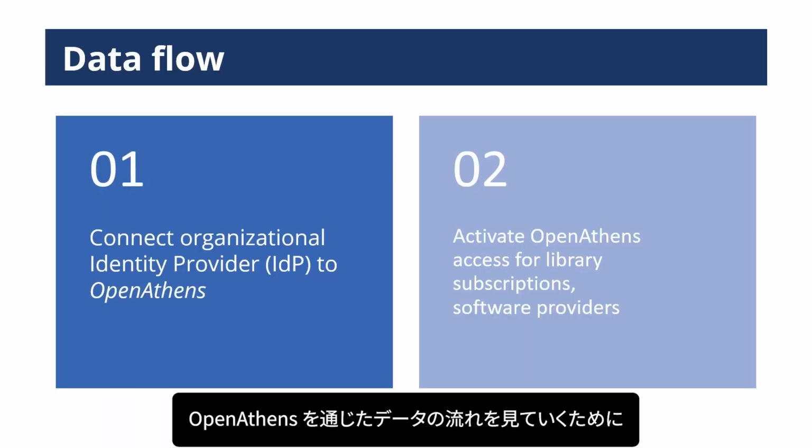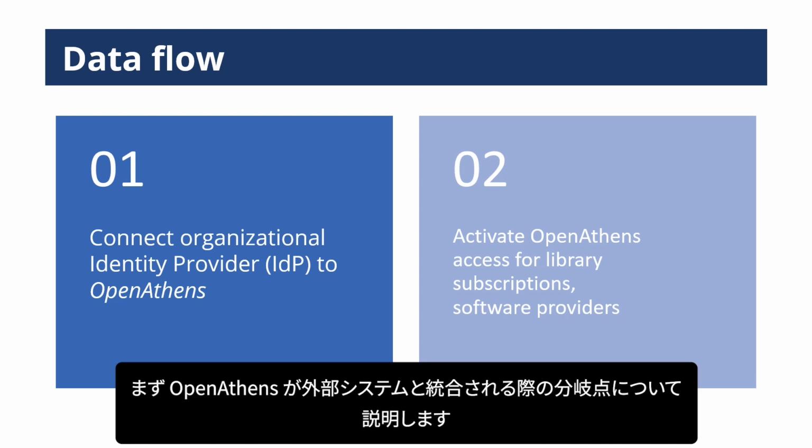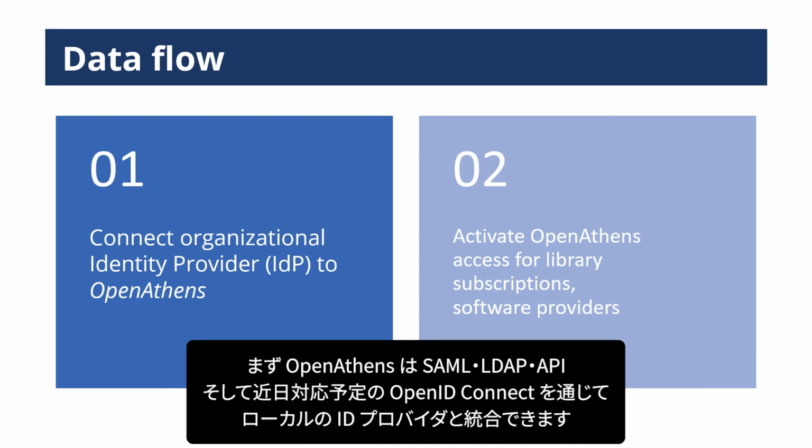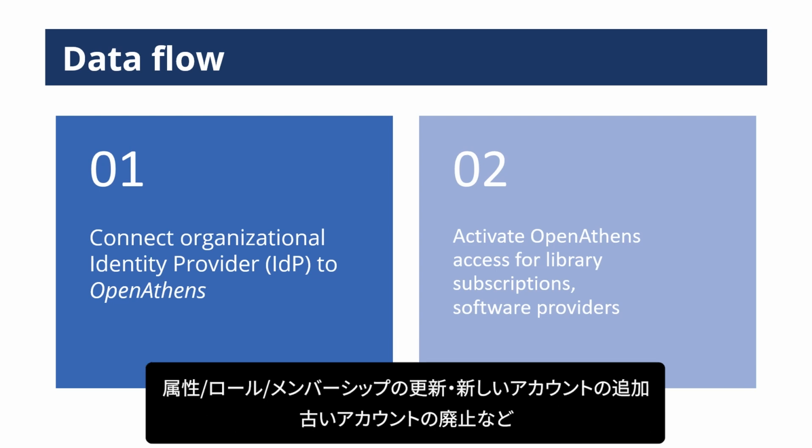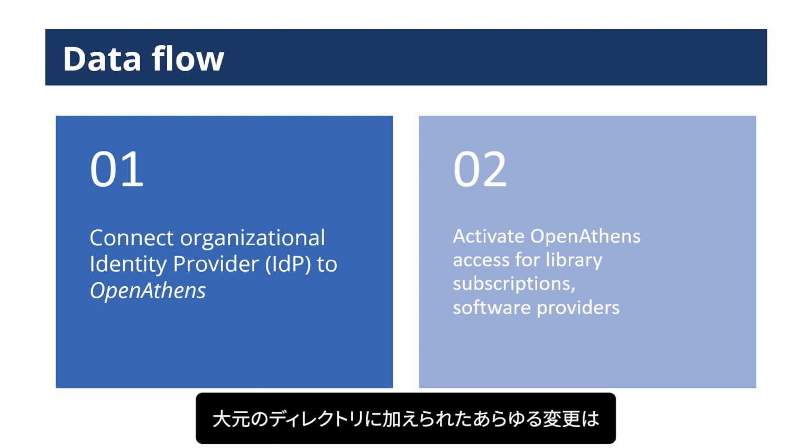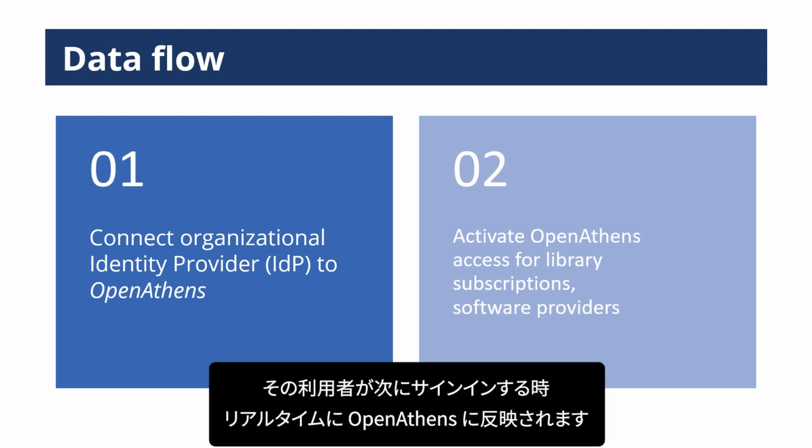To begin mapping the flow of data through an OpenAthens setup, let's talk about the two junctures where OpenAthens integrates with external systems. First, OpenAthens can integrate with local identity providers via SAML, LDAP, API, and soon OpenID Connect. Any changes that are made to the directory of origin, such as updating attributes, roles and memberships, adding new accounts, or decommissioning old accounts, all of those changes are reflected in real time in OpenAthens the next time that user signs in.